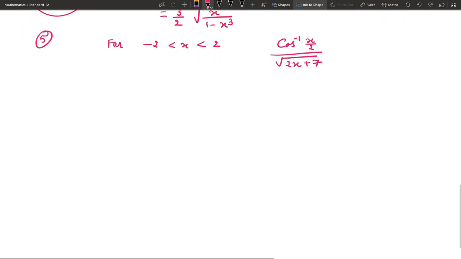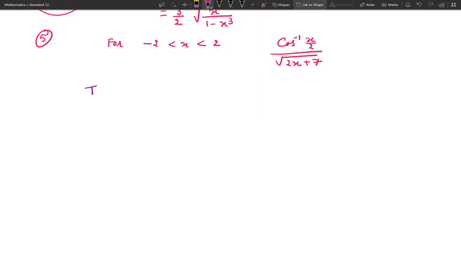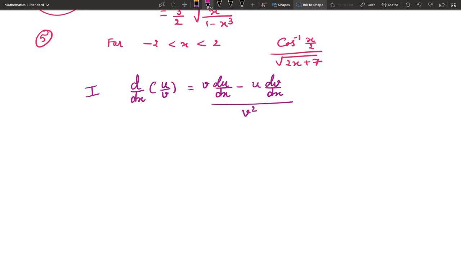using hint. First you have to use this formula. Step 1, use this formula, d by dx of u by v, v into derivative of u minus u into derivative of v upon square of the denominator. Division formula, d by dx of u by v. So v into derivative of u minus u into derivative of v upon v square. Second, independently you note this thing, so you can use this formula.